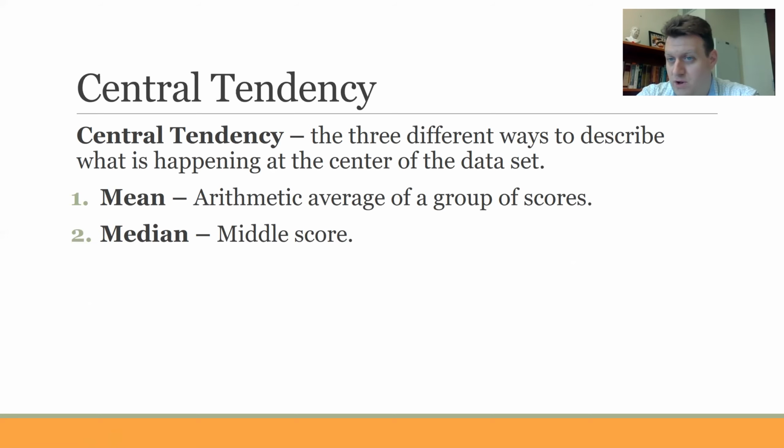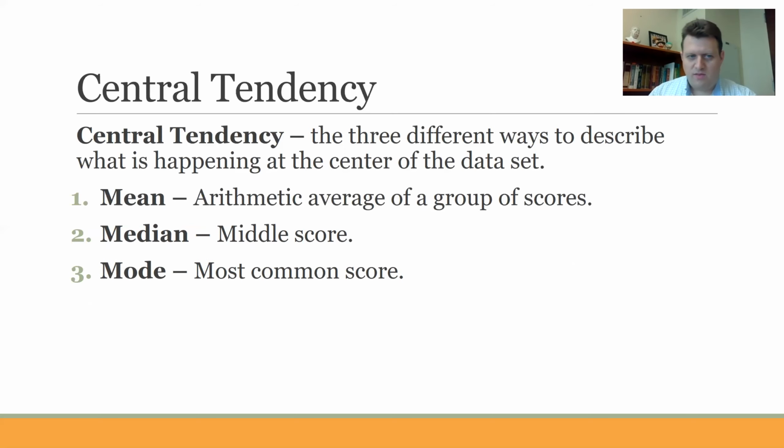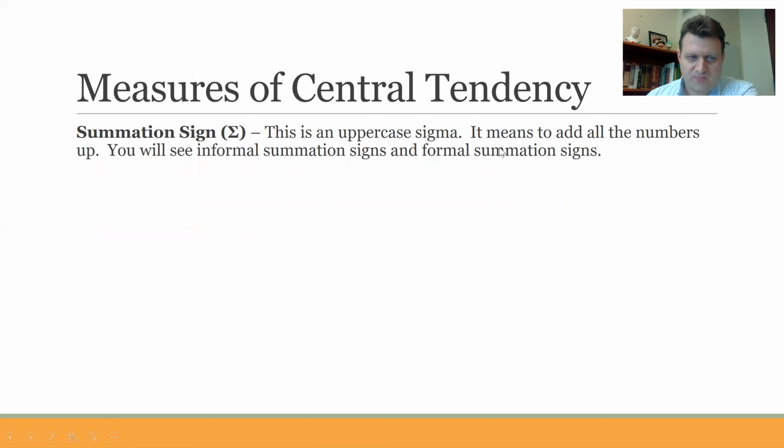Median, this is the middle score. So we arrange all the data points on a number line or in ascending order, and we pick the middlemost one. That is our median. And the mode is the most frequent score. It's the score that appears the most times in our data set.